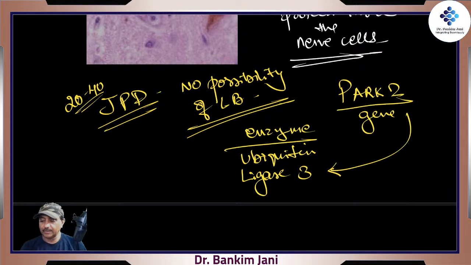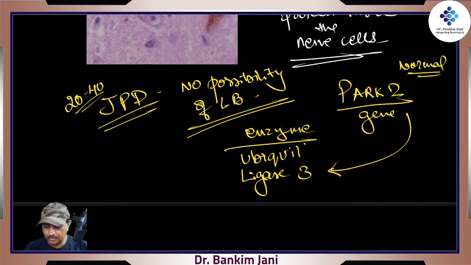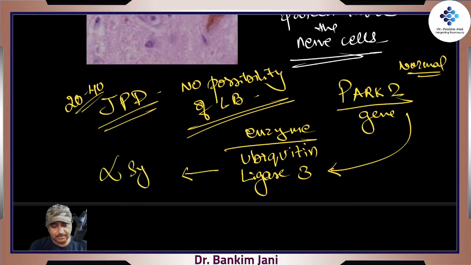So let's see. This is normal, right? So this enzyme, ubiquitin ligase 3, is the enzyme that will lead to formation of alpha synuclein. This is alpha synuclein, right? So this alpha synuclein is the main component of Lewy body.